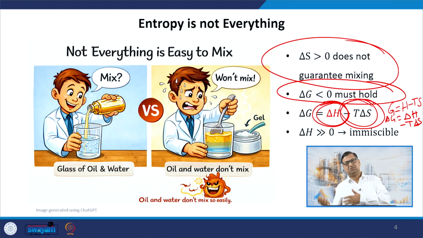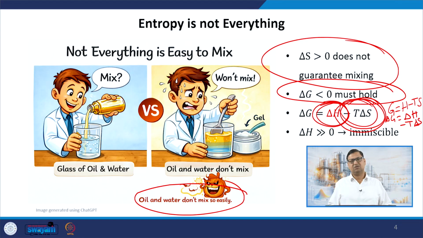On the other hand, the opposite may be true. Let us say, for example, things have a tendency to phase separate. In that case, delta S is less than 0. So, the second term here is negative, but if delta H is sufficiently negative, then delta G can still be less than 0, right. So, we cannot always take this argument that entropy always favors mixing. It does, but then there are other things in this problem. There is an enthalpy change that also needs to be considered, right. And that is the reason why oil and water do not mix so easily.